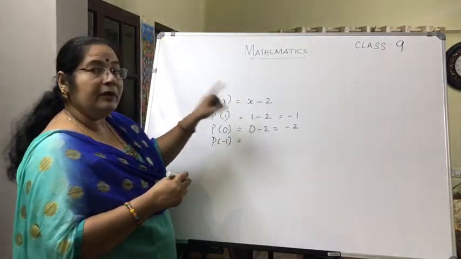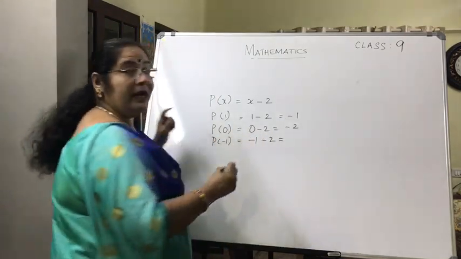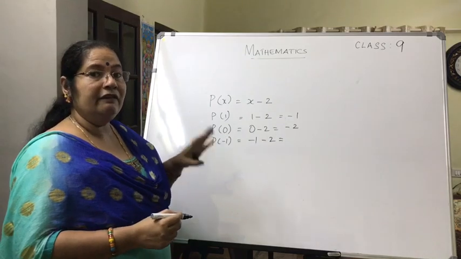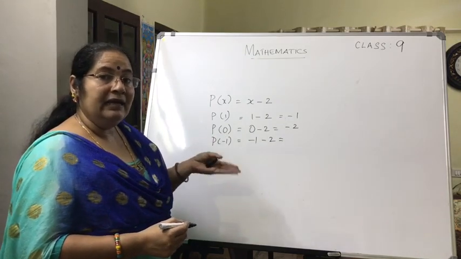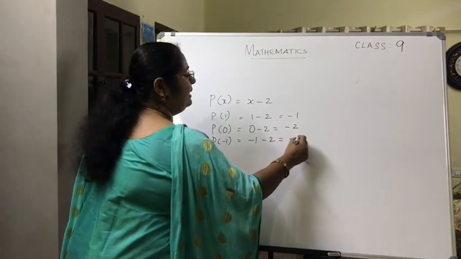Instead of x, you are putting minus 1. So minus 1 minus 2. Minus 1 minus 2, both are negative, so you will be adding and putting the negative sign. So 2 plus 1, 3. Both are negative, so it is minus 3.